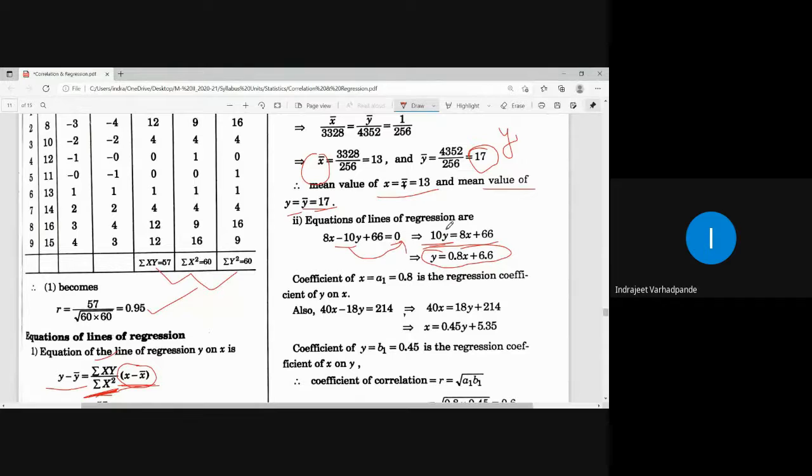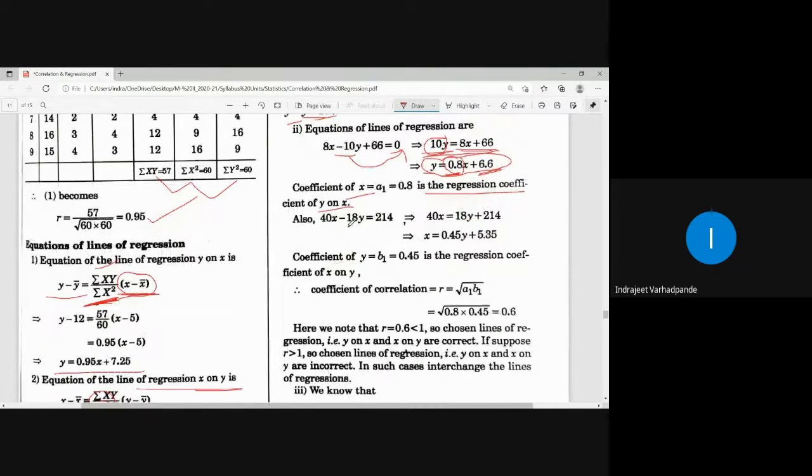So what will it become? 10y is equal to 8x plus 66. Divide by the coefficient of y throughout. So y is equal to, divided by 10, 8 upon 10 is 0.8, 66 upon 10 is 6.6. So whatever is the coefficient of x will be a1, and it is treated as the regression coefficient y on x. So the coefficient of x is a1, which is 0.8, the regression coefficient y on x.